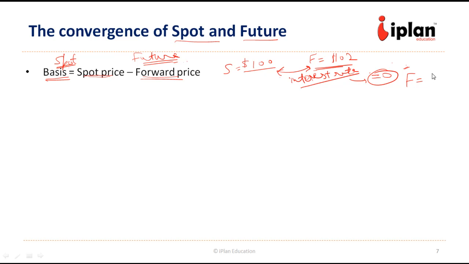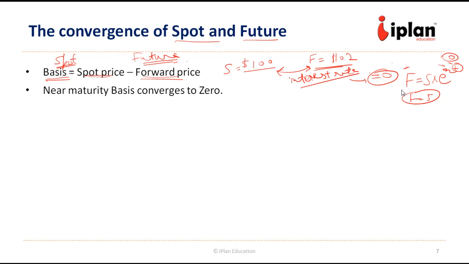We also have the formula where forward price equals spot times e to the power RT. We know the value of the interest rate will be given and time will become 0 at the time of expiry. So F will be equal to S. So there will be 0 basis at that time. So we know that near maturity it will converge to 0.